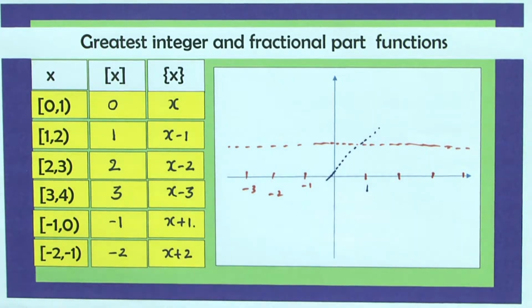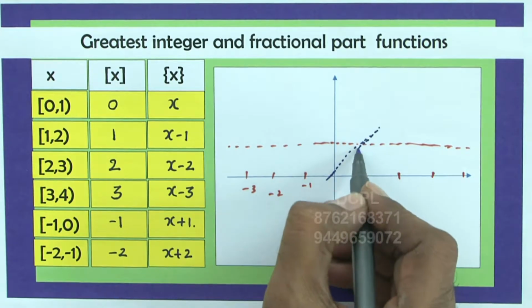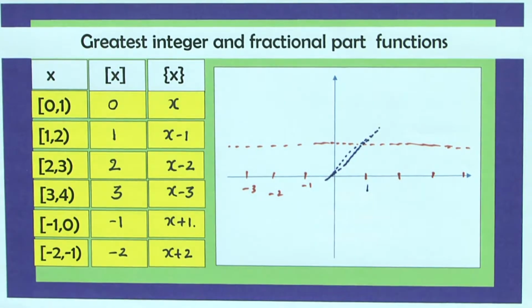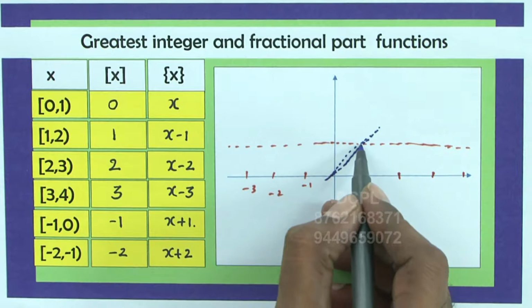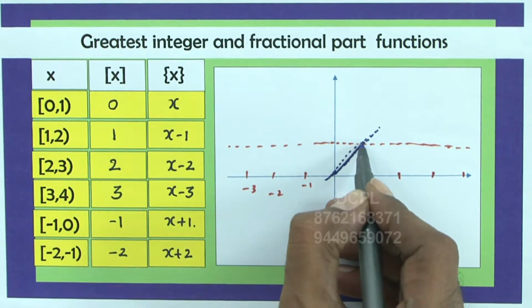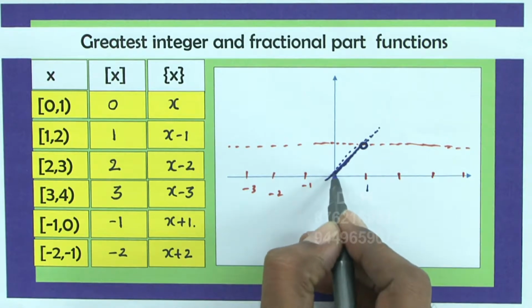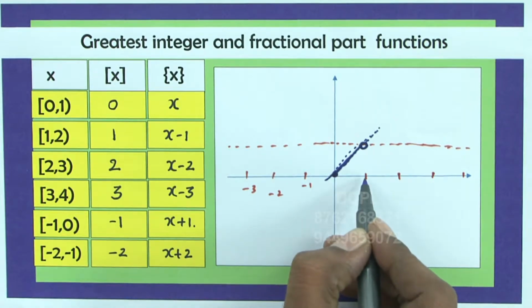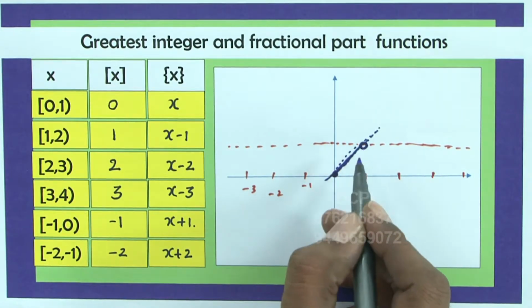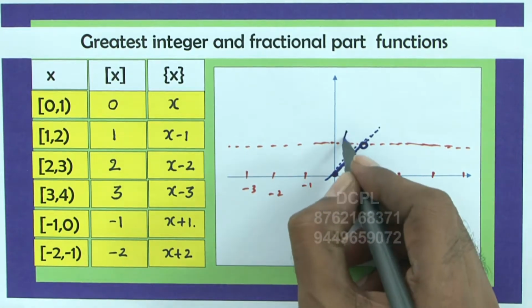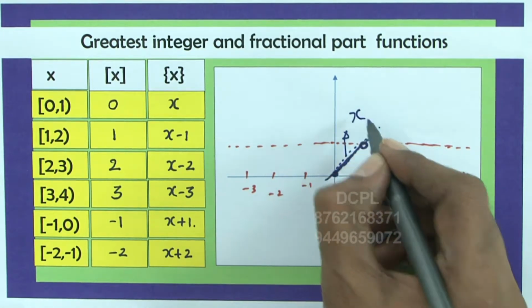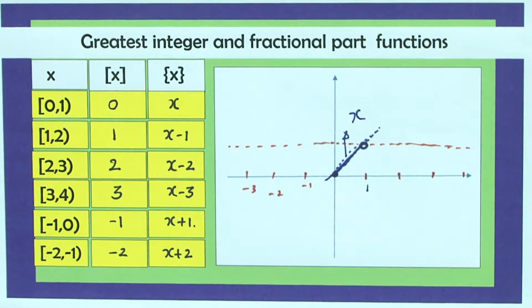This is the graph of y is equal to x, right? Between 0 and 1, y is equal to x is this, right? When x is 0, it is 0. When x is 1, excluding 1. So this is actually x. When x lies between 0 and 1, fractional part of x is x.